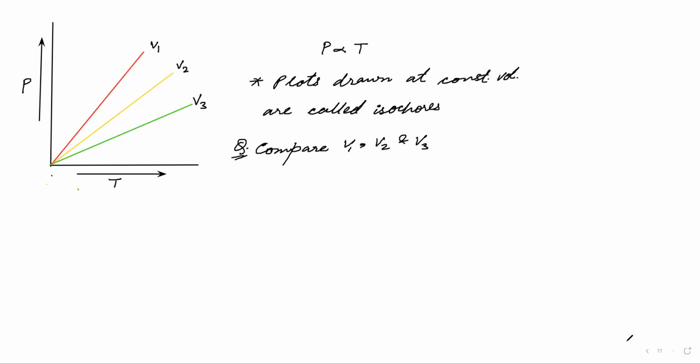Now, if you compare, what will you answer? The relationship is V3 is greater than V2 and then V1. Correct. V1 is the smallest. That is P by T is equal to constant.